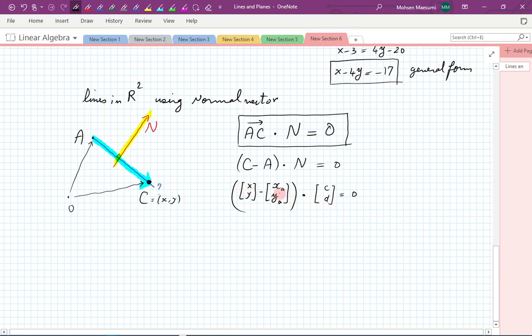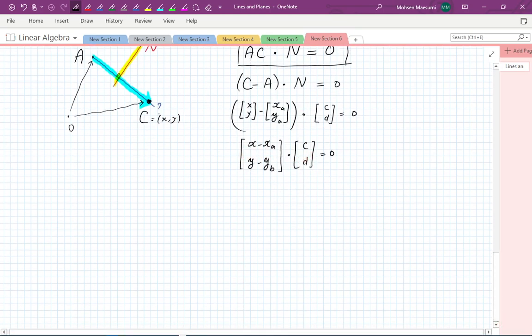Well, how did we do the dot? First, do a subtraction. So it's x minus xa, y minus ya, and then this is dotted with C and D, and the dot product is 0. Well, when you multiply them, what do you get? First with first, second with the second, and then you have to add them up. C times x minus xa, and D times y minus ya. Excuse me, I made a mistake here. Let me make the correction. This was supposed to be A, the starting point called A. That has to be 0.